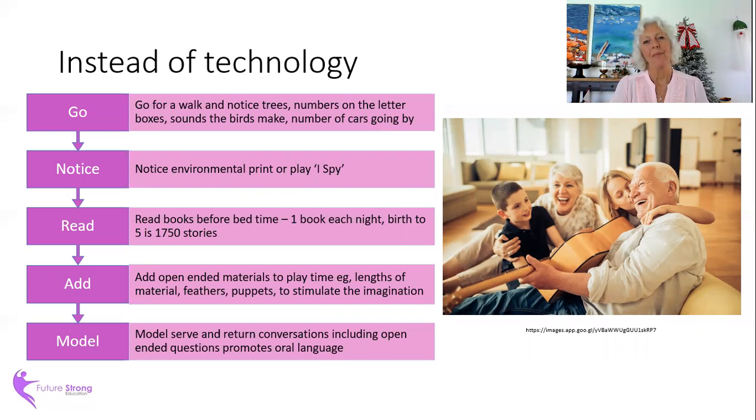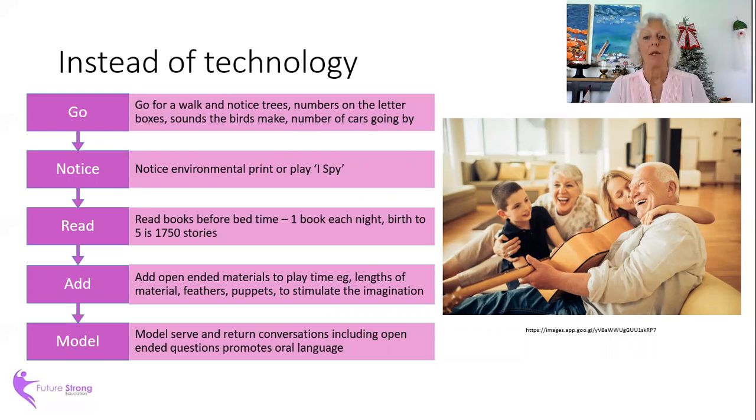Read books. Books are just so great. Read books before bedtime to your child. If you read one book each night from birth to when your child is 5, that would be 1,750 stories that you would have read your child. Amazing start to his or her oral language development and literacy, reading and writing opportunities later on when they start doing that. Amazing.